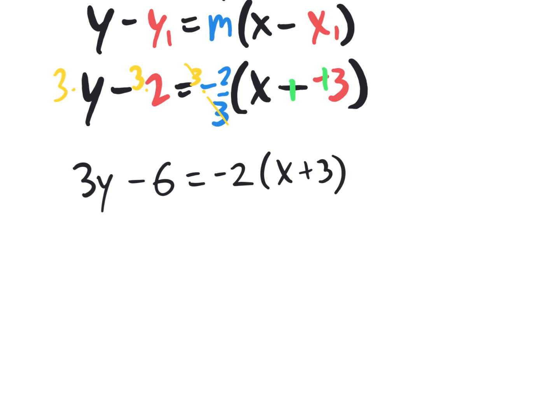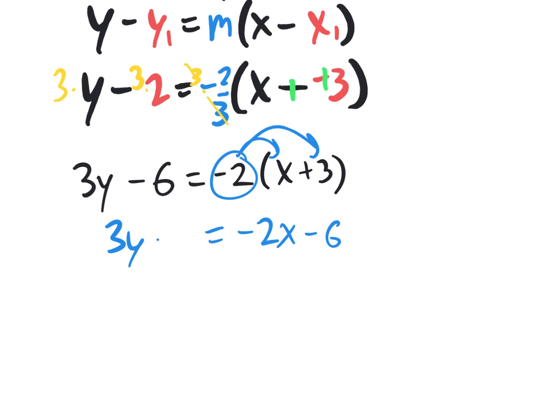And now it's easy to distribute the negative 2. You could have distributed the negative 2/3, but I think it's a little easier to get rid of the fraction by multiplying everything by 3. So now we're going to distribute that negative 2. Negative 2 times x is negative 2x. Negative 2 times 3 is negative 6. We have the equal sign, bring down the 3y, bring down the minus 6.